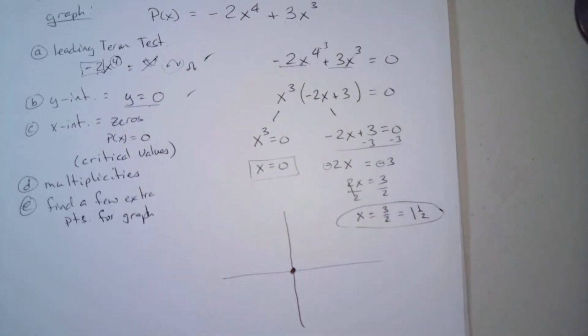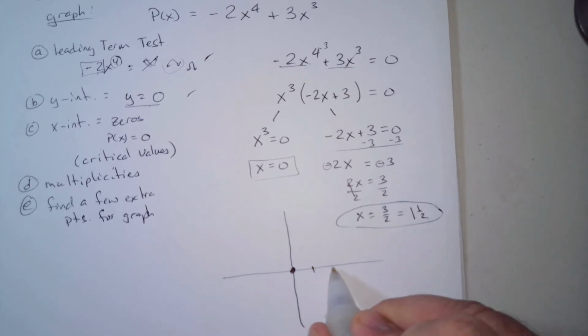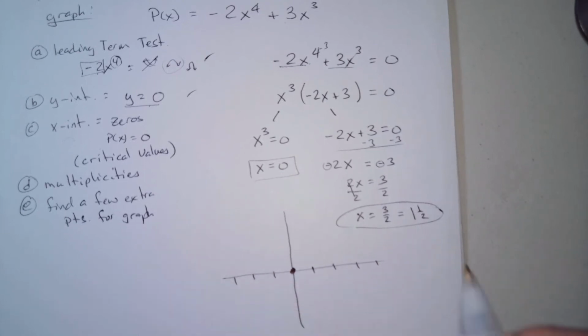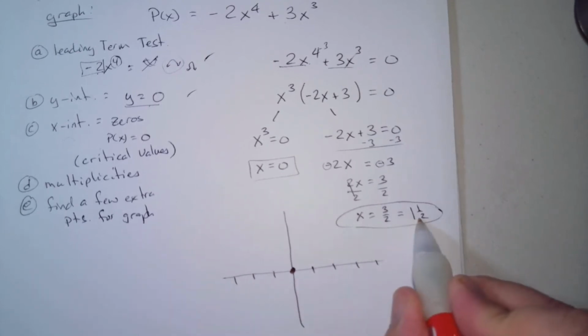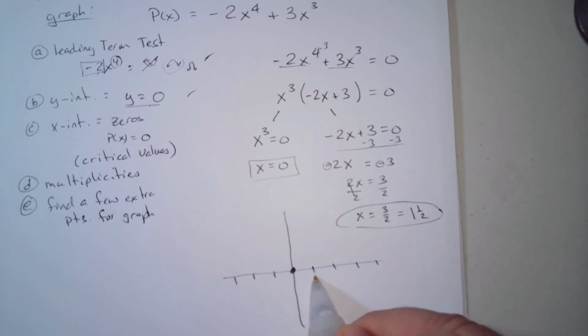So those are my x-intercepts. So I've got an x-intercept at 0. I've got a y-intercept at 0. And I have another x-intercept at positive 1 and 1/2. Here's 1 and 1/2, so there's the second one.